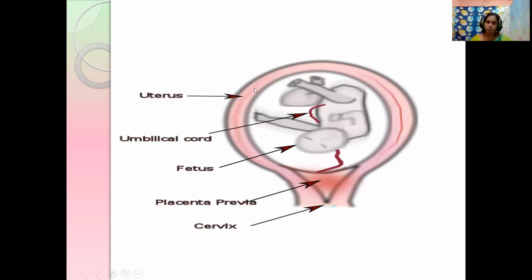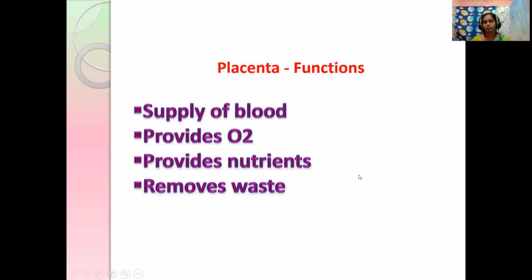Just see the diagram, students. Here, this is the placenta layer. The mother gives oxygen, nutrients and blood to the baby. And the baby in turn removes the excretory material. Here we can see how the mother protects the child right from the womb itself. The placenta plays an important role in circulation, respiration, digestion, and also excretion.